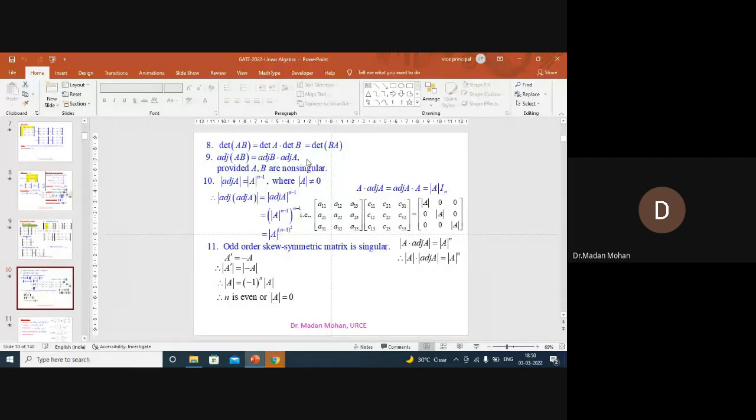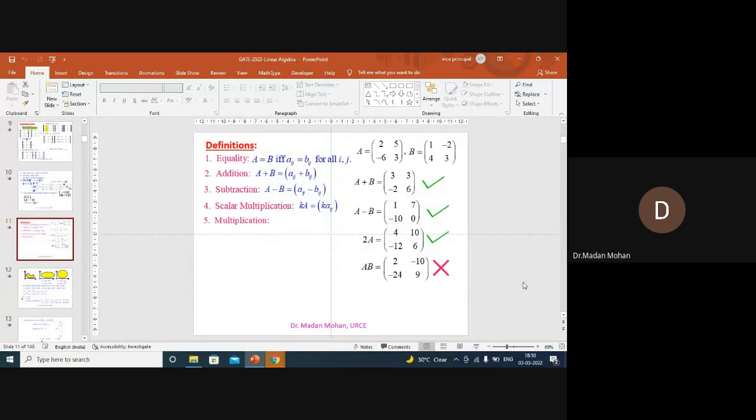So det of AB is det A into det B, that is the same as det B into det A, that is det of BA. I have not explained this in my previous class. Adjoint of AB is adjoint B into adjoint A. Please note, these are the matrices. Adjoint of AB is adjoint B into adjoint A. Determinant of adjoint A is det A power n minus 1.